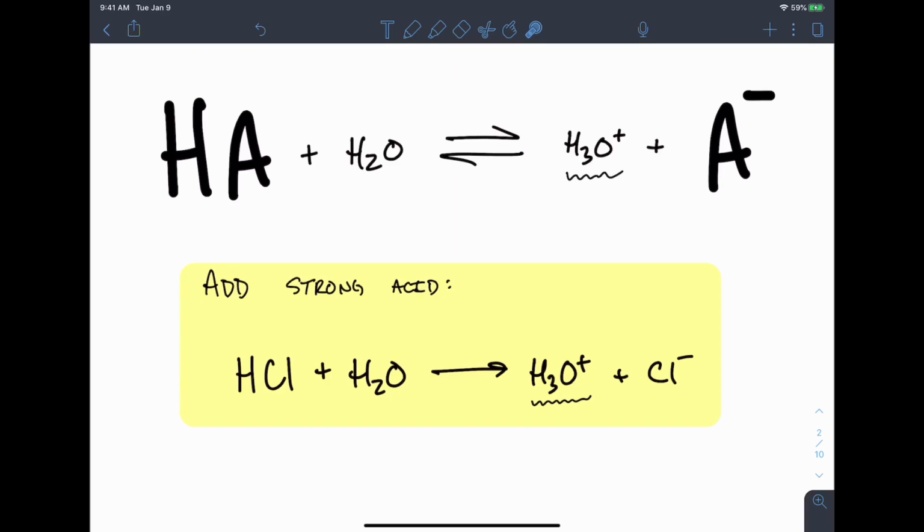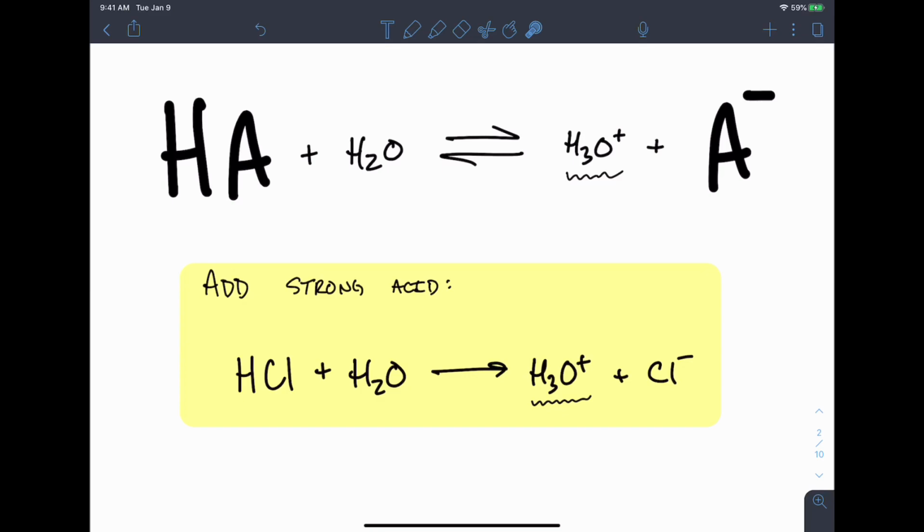So notice that if we have a buffer made from a weak acid and we add a strong acid to it, we're going to dissociate to form a common ion. So when we dissolve this acid in water, we're going to increase the amount of hydronium present in solution. And when we do that, we're effectively adding a product to this equilibrium. So if we think about Le Chatelier's principle, if we increase the concentration of this hydronium, we are effectively going to push this reaction back to reactant.